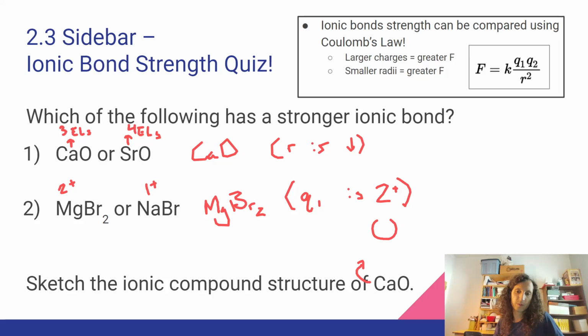All right, and then a little structure for calcium oxide. So calcium should be bigger, oxygen should be smaller. So I'll just draw a couple repeating ions. So again, the bigger atom is calcium, the smaller atom is oxygen. That's kind of it.